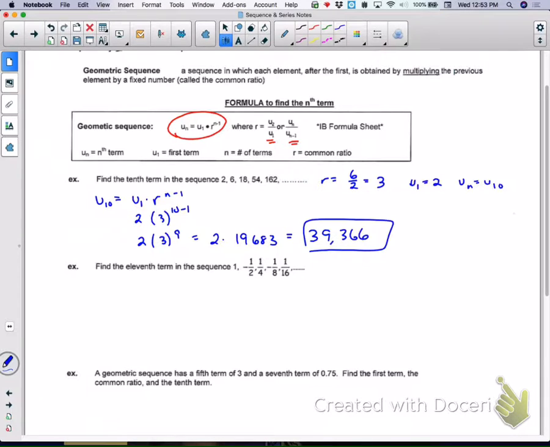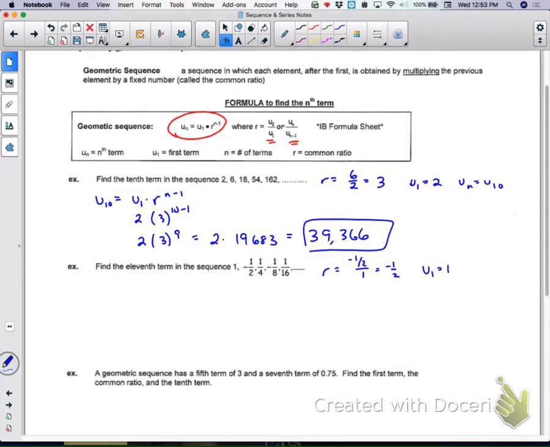Okay. Now, the next one, in this case, again, we could divide to come up with our r. In that case, you could take negative 1/2 divided by 1 and come up with your r value as negative 1/2. Also, you can look at it with the fractions. I'm going back and forth from negative to positive and positive to negative, which means that a negative is involved. And then the tops are multiplied by 1, the bottoms are multiplied by 2. So you can get the r value that way as well.